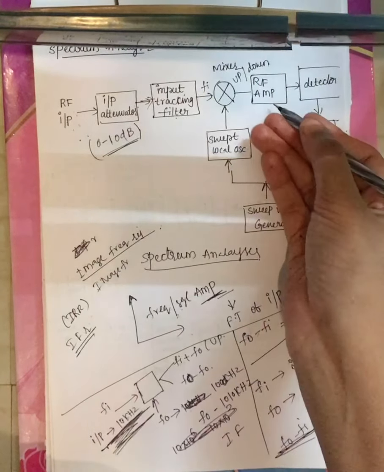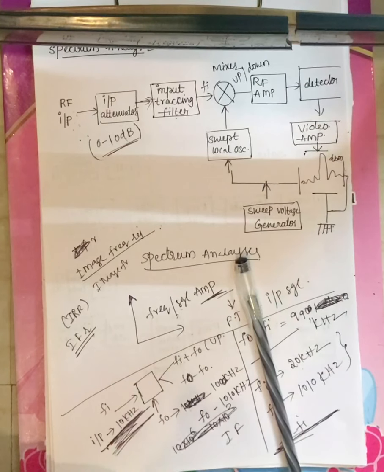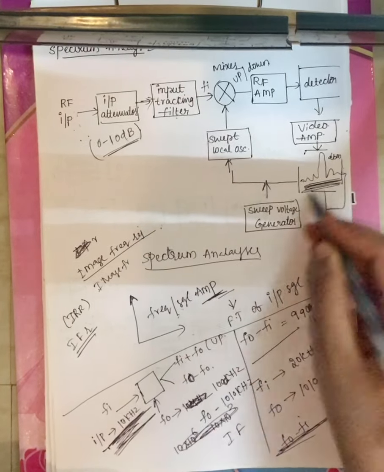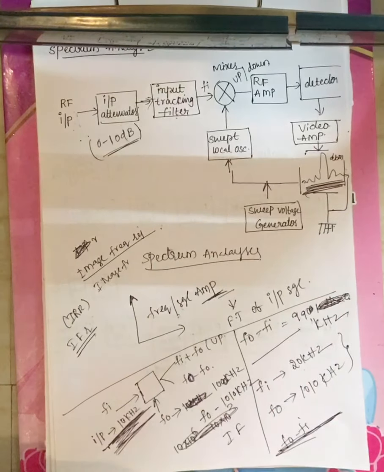The RF amplifier is used to amplify the signal. Now using this detector, we can detect the frequency spectrum, that is this one. Now this is about the spectrum analyzer. It will give the spectrum of the input signal. Now let me briefly explain. This is the structure of the spectrum analyzer.